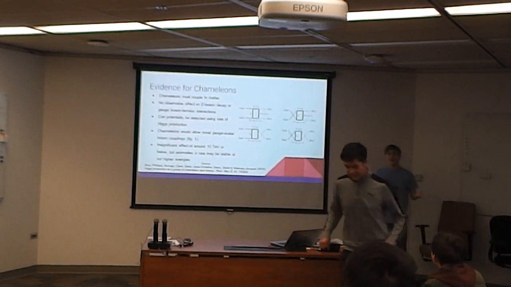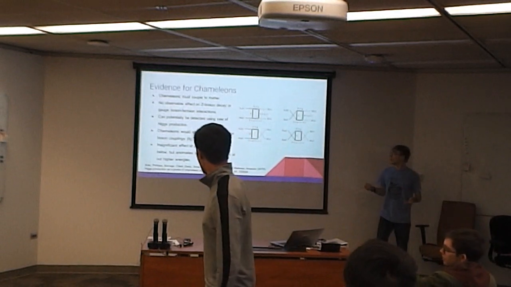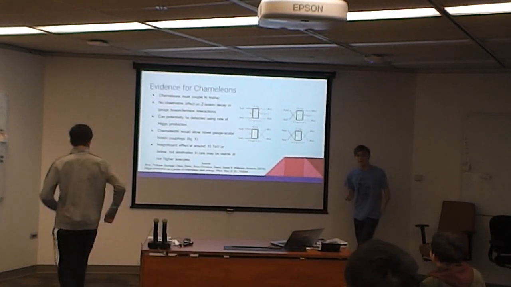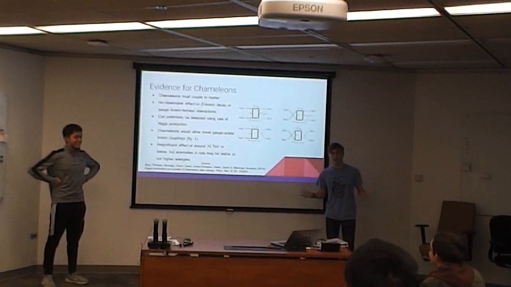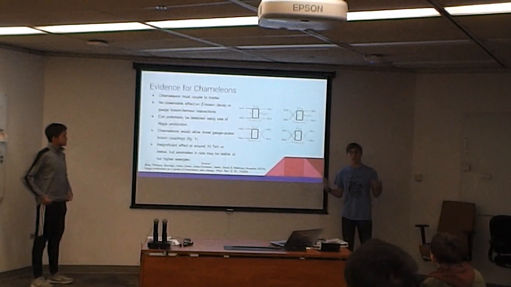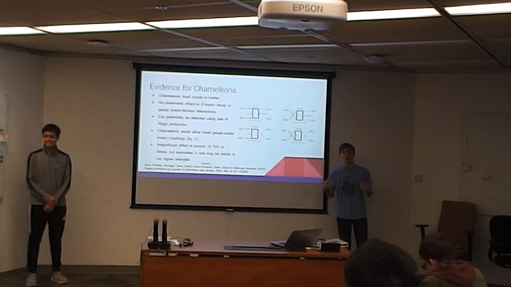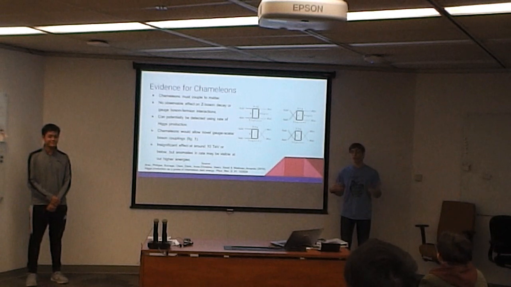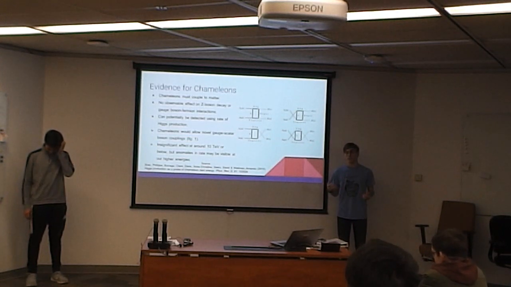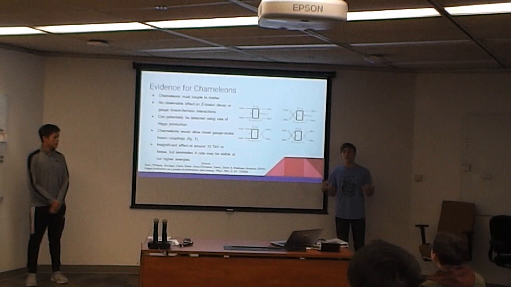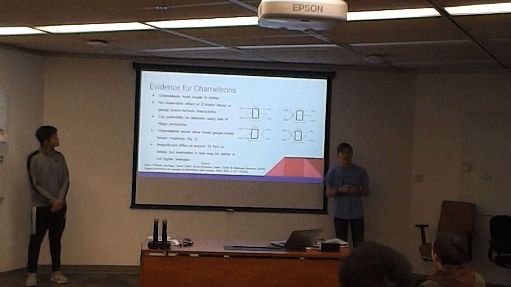So how do we detect these chameleon particles? As Matt said, in areas of high matter density like Earth, the force is weaker, so they're hard to detect. But since they change the dependence of matter, they must interact with matter. So we can use that to see how they might affect things.